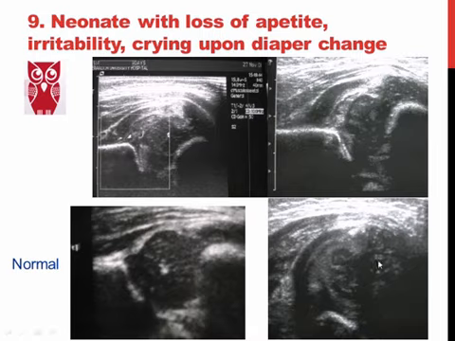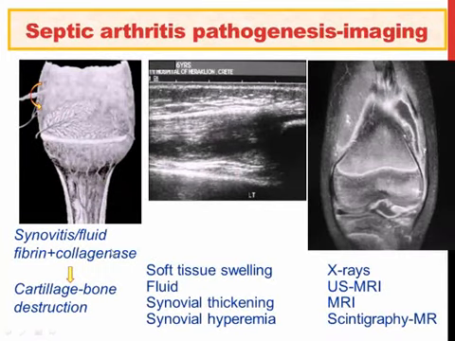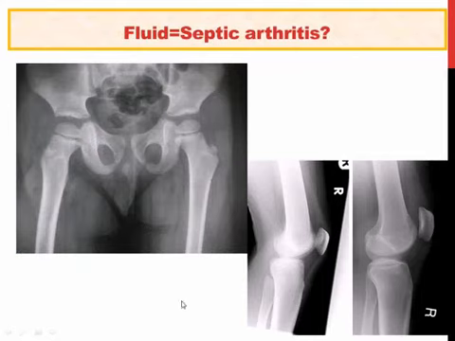So this is a real emergency of septic arthritis, because in the growing skeleton it can rapidly destroy the joint with significant morbidity, because the fibrinolytic enzymes from the irritated synovium can rapidly destroy cartilage. This is what you're looking for: fluid seen directly with ultrasound or MRI, and the irritated synovium seen as enhancement or as increased uptake with scintigraphy.